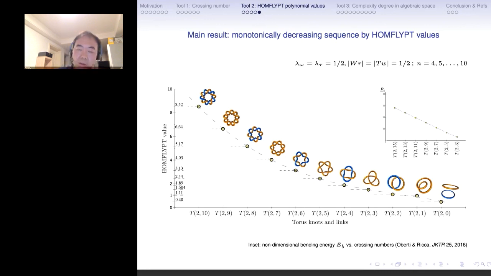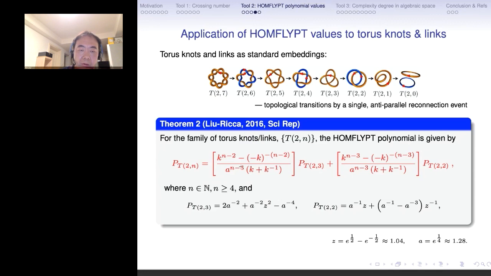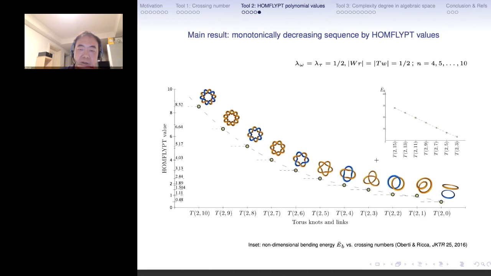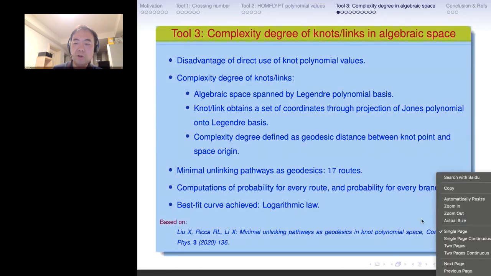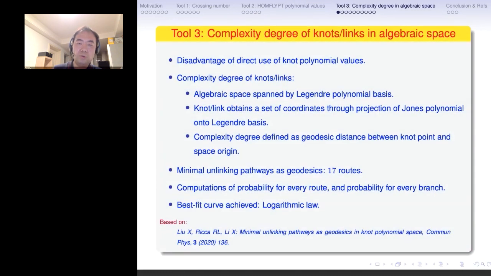The second disadvantage is that this formula is only for torus knots and links. And this monotonically decreasing sequence is just for torus knots and links. If we are considering other categories of knots or links, I cannot guarantee such a beautiful result. So we have to develop some more general method to do the job.